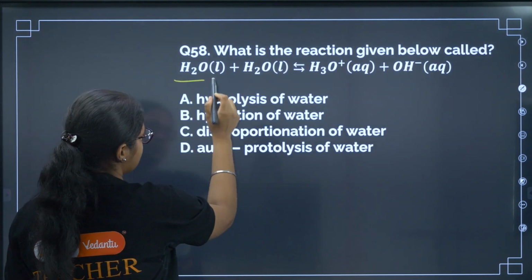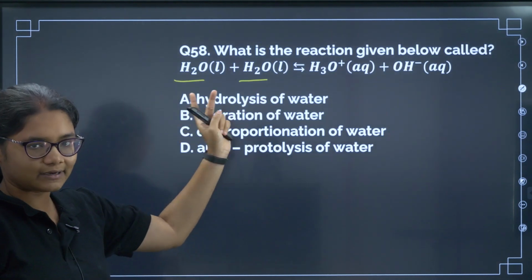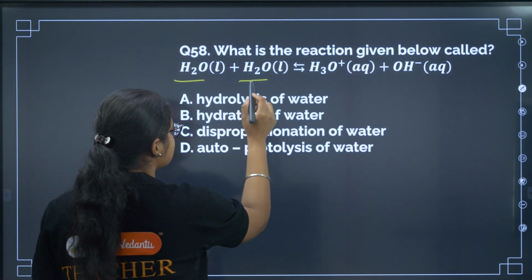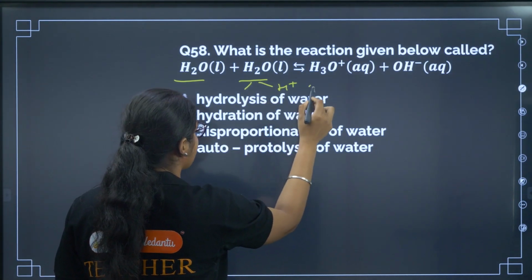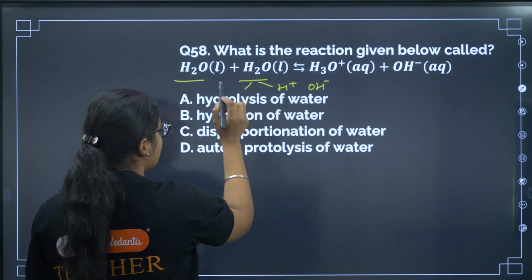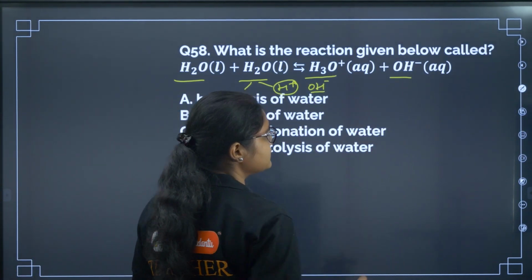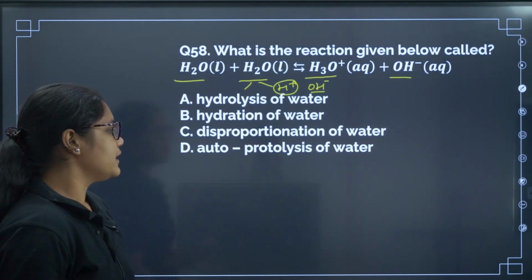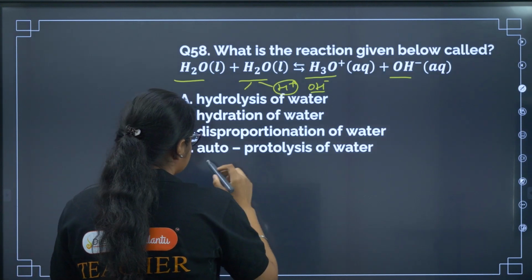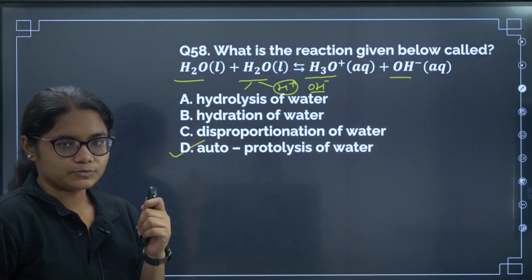Okay, next, what is the reaction given below called? Okay, so this one is a simple one. See, two water molecules are reacting. Then from this, one is dissociating as H plus and OH minus. This water molecule abstracts this H plus to form H3O plus, and what is left behind? OH minus. So this reaction is called autoprotolysis of water. Okay, so correct answer is option D.